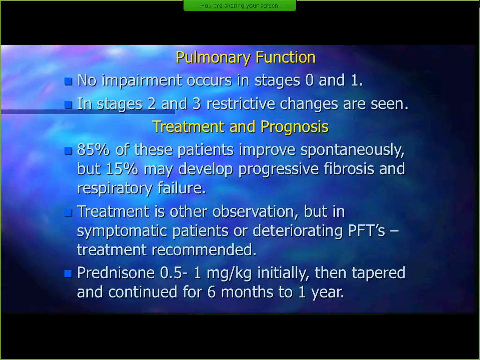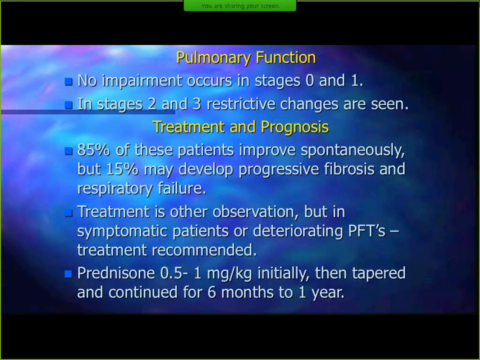So we discuss a PFT. It could have both an obstructive and restrictive impairment. But in stages 2 and 3, you'll see restriction, and you'll see decrease in DLCO. And the treatment and prognosis, most of them resolve spontaneously, stage 1 and 2. You observe them, and if there's dyspnea or a change in clinical status, you order PFTs. And if you think that the DLCO is declining, the FEV1 is declining by 10%, you may start steroids. Or if other organs are involved, like the eyes, they may treat them with steroids.